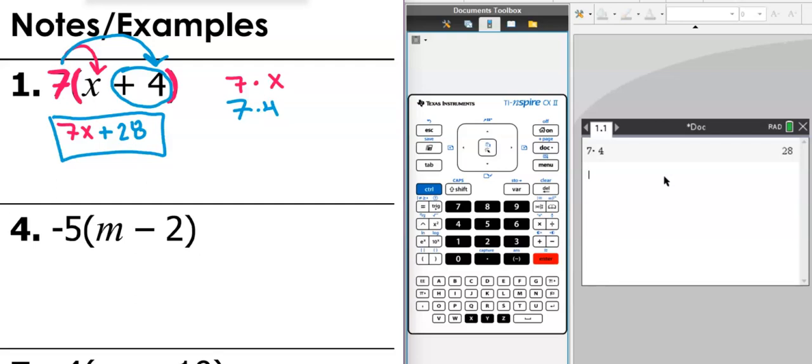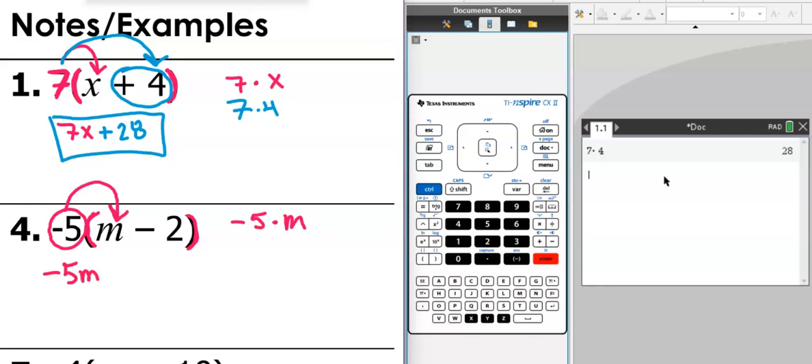Now let's look at number 4 below. I notice parentheses again, and I want to get rid of them. So we are going to do the same steps as in number 1. We need to take the number that's outside the parentheses, in this case negative 5, and multiply it to each term on the inside. So negative 5 times m. That is just negative 5m.